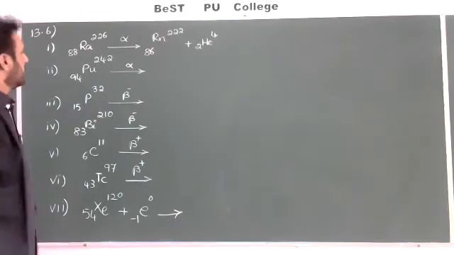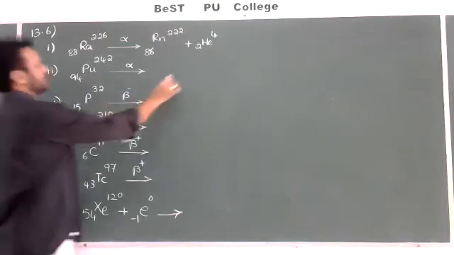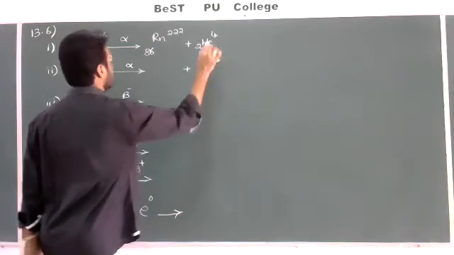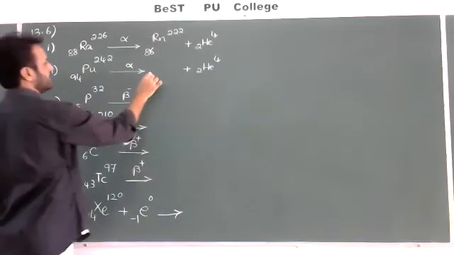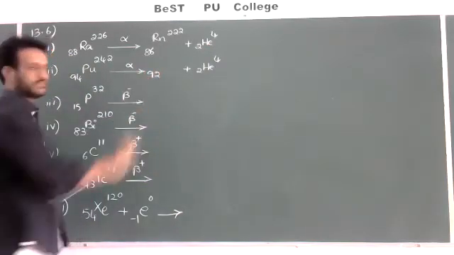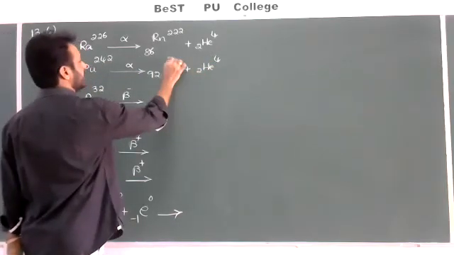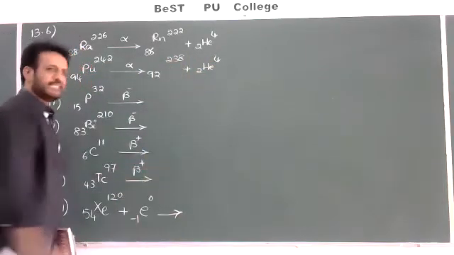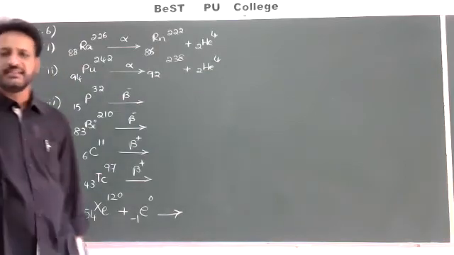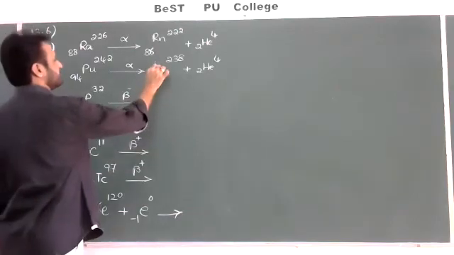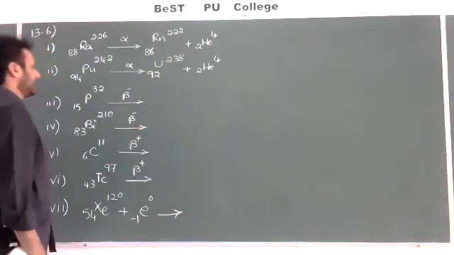Next one, alpha decay of plutonium, write the same way. Alpha decay means 2He4, and the atomic number decreases by 2, so 94 minus 2 is 92, and 242 minus 4 is 238. So with atomic number 92 and mass number 238, what is it? Uranium. So you should write uranium.